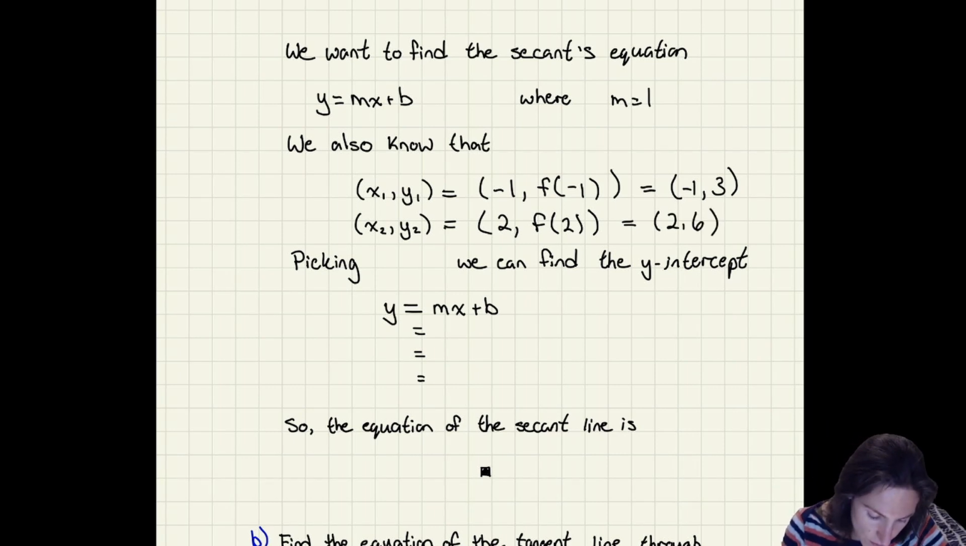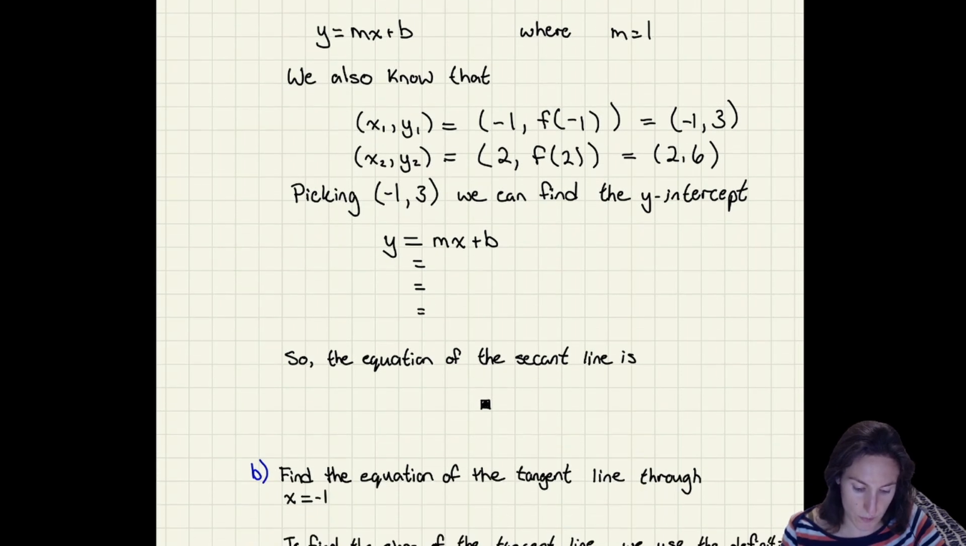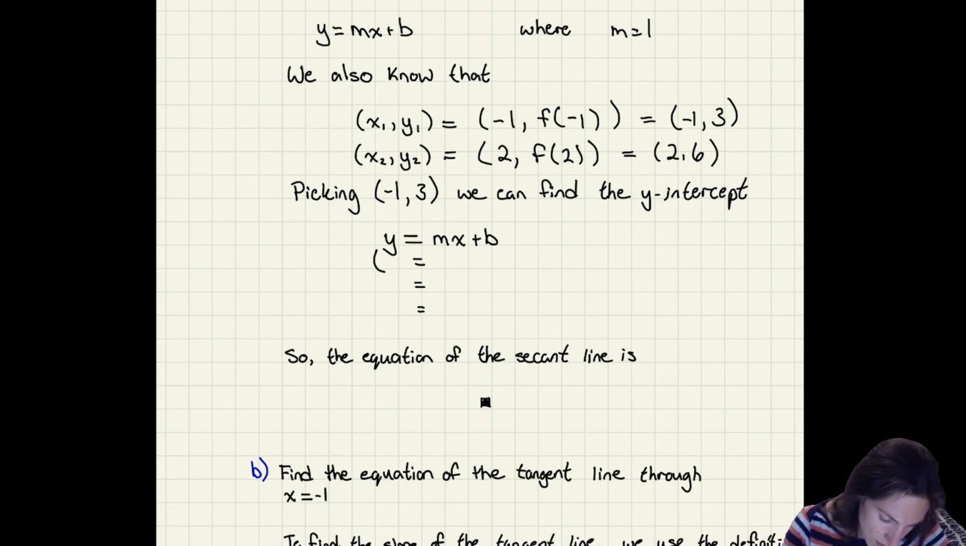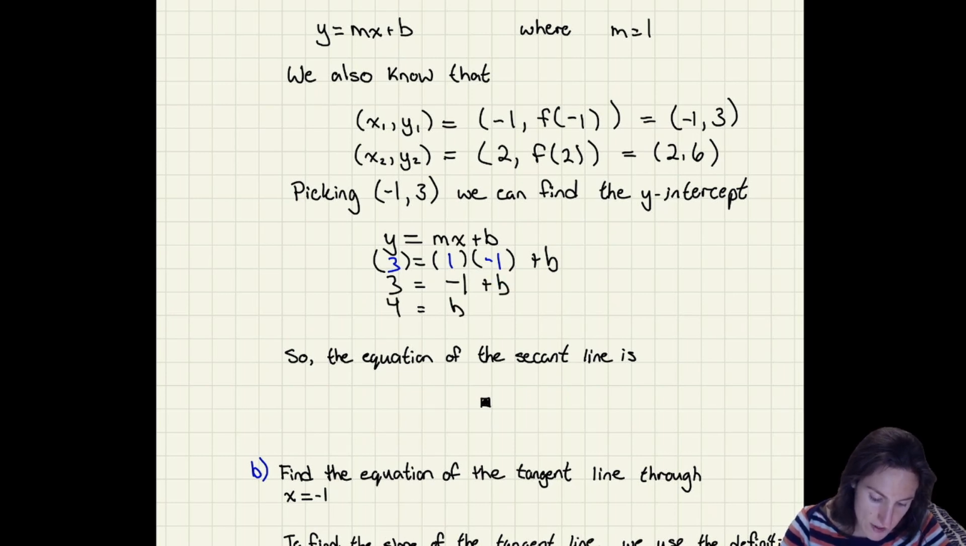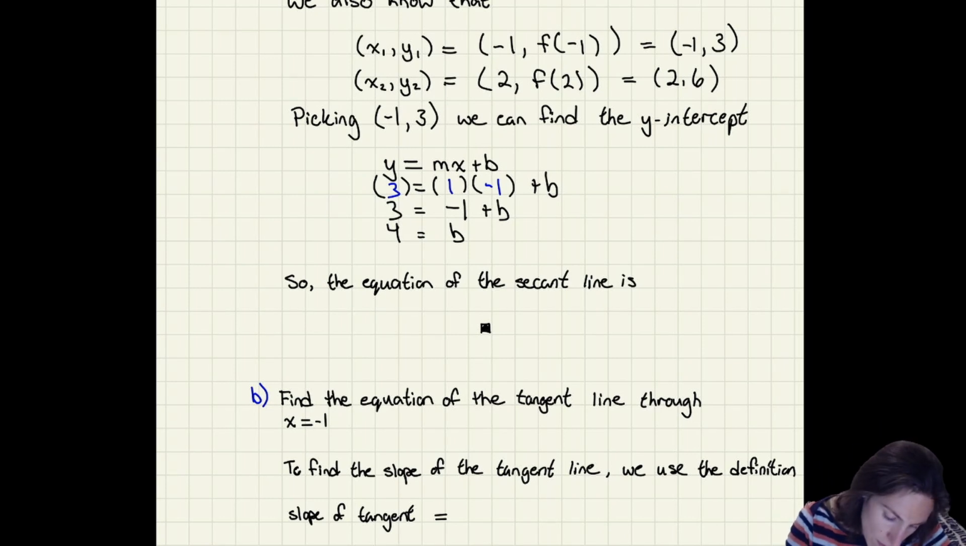And now, just like you would for the equation of a line, you can pick any point. So let's just say we pick the point -1, 3. We still have to find this b, this y-intercept. So I'm going to pick this point, plug in the values that I have now, and then isolate for my b. So this is 3, this is 1, this is -1. So I have 3 minus 1 plus b. So my b is equal to 4. And so the secant line would just be y is equal to x plus 4.